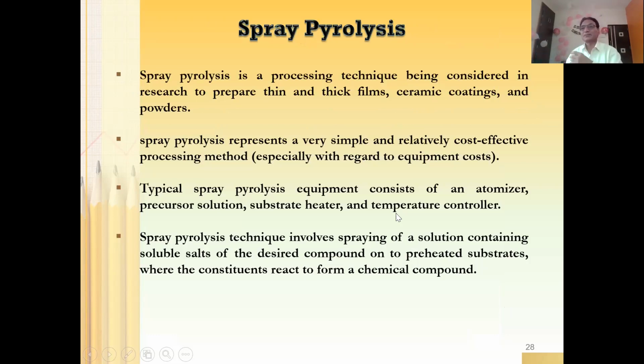Then what is spray pyrolysis? Because this is included in the syllabus. Spray pyrolysis is a processing technique being considered in research to prepare thick and thin film of ceramic coating and powders. In fact, spray pyrolysis is not specifically meant only for ceramic coating. If you have some material in powder form, then that material can be used with spray pyrolysis to coat on the desired substrate.